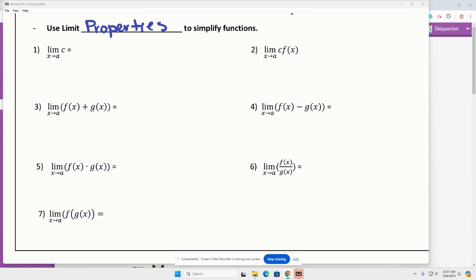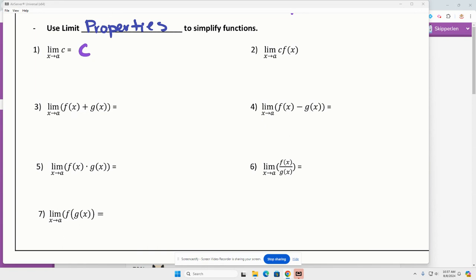Okay. It's just going to be the number. There's nowhere to do the direct substitution. There's nowhere to plug in the value, so it's just going to be whatever the number is. So in these properties, A is always representing a number, and C is also representing a number.